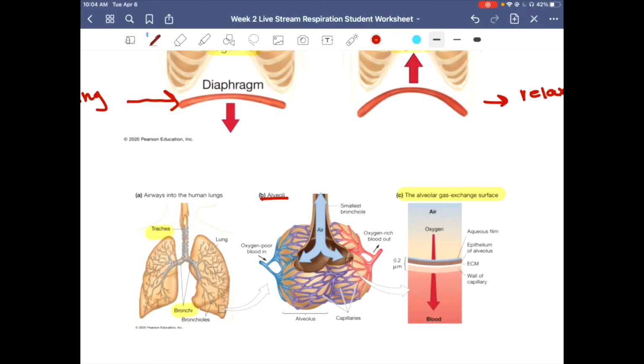We can see that there's oxygen-poor blood in and then oxygen-rich blood coming out. We have our capillaries, and this is where the exchange actually happens because the capillary is very thin. It single-file lines the blood cells, so each blood cell has maximum contact. Oxygen from the alveoli enters into the bloodstream, and that's how we get the exchange. The carbon dioxide is also released back into the alveoli. So we're basically exchanging oxygen for carbon dioxide.